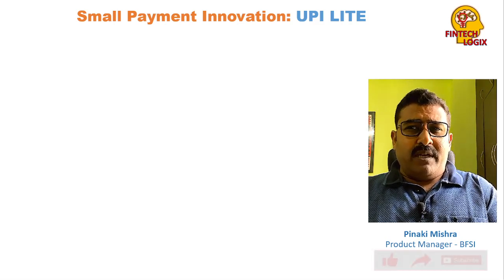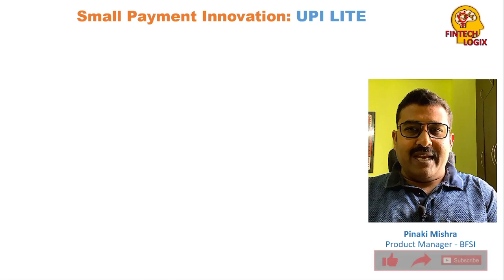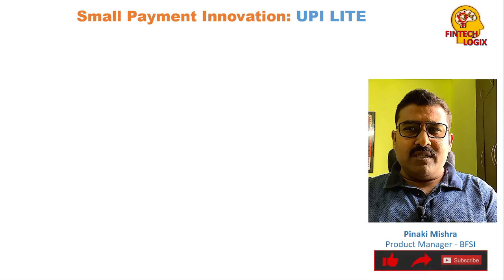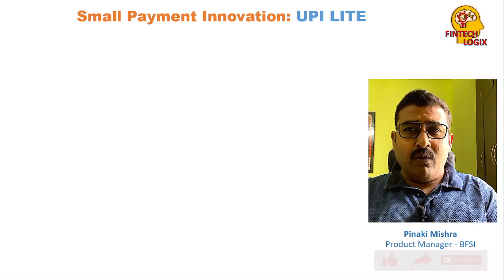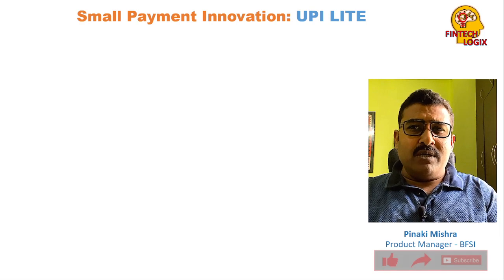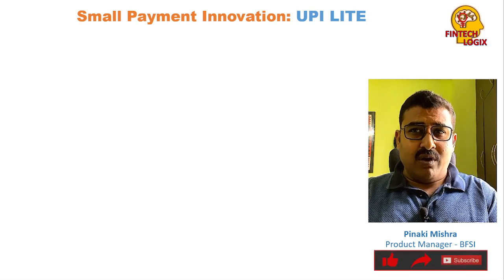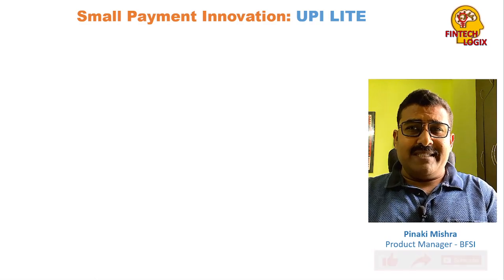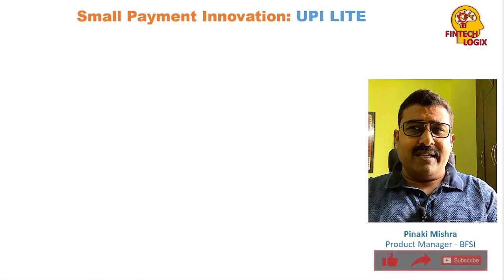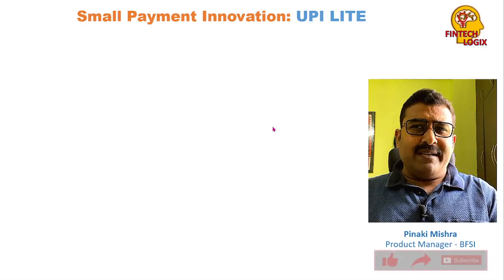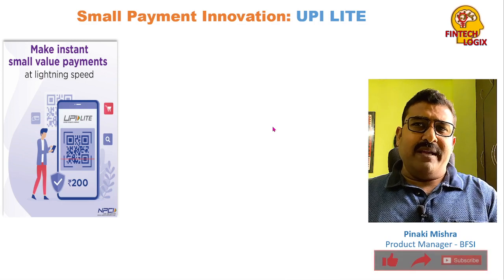So the definition is very simple. This is a lighter version of UPI that allows us to make seamless low value payments without putting a lot of cluttered information on our passbook or statements, right? So that is actually UPI LITE. The purpose of this is specifically to facilitate low value payments. So let's look at how it works, right?